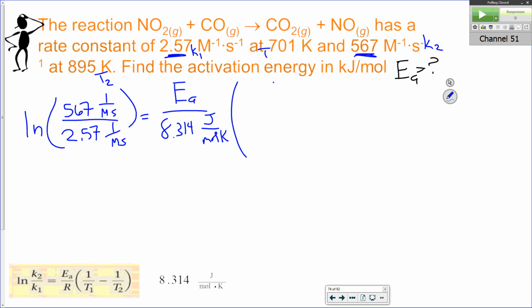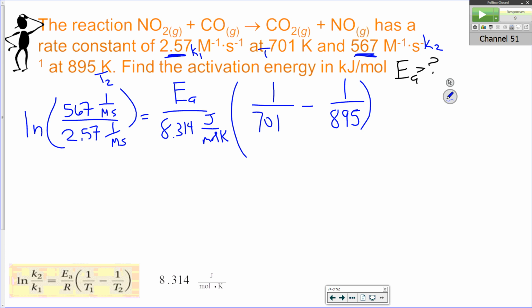In my temperatures, I put the inverse of T1. So T1 is 701 plus the inverse of T2, 895. If you write that down correctly, that's half the points. But I'd like for you to be able to solve it. The approach that I would use is: everything on the left is just a number, and then I'd take what's in the parentheses on the right and make that a number.